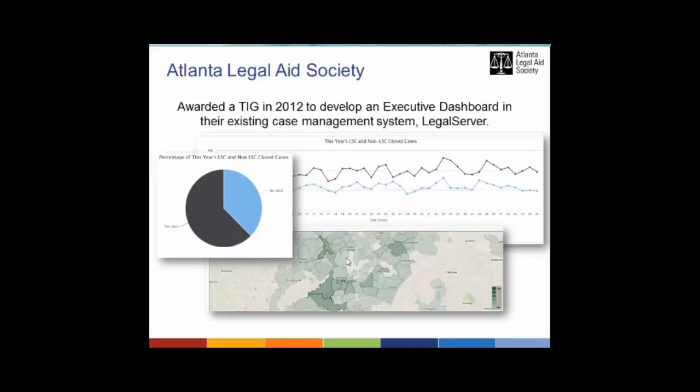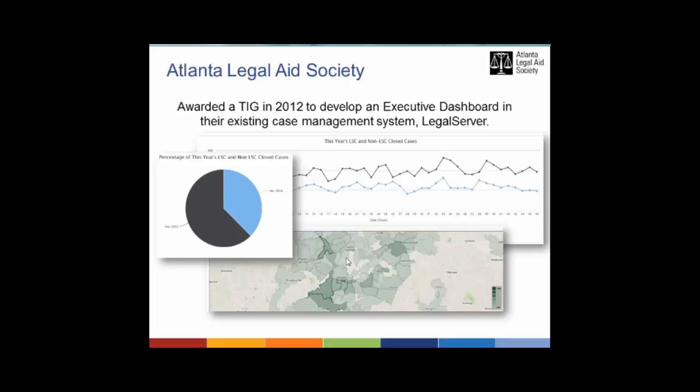And so currently the map that we have shows our current open cases for the whole state of Georgia, which shows that our statewide hotline and some of our specialty projects do cases outside our service area. And then it has our LSC and non-LSC funded cases in a little line graph here, so that we keep in perspective all of our variety of funding sources and whether or not we're using our LSC funds appropriately.